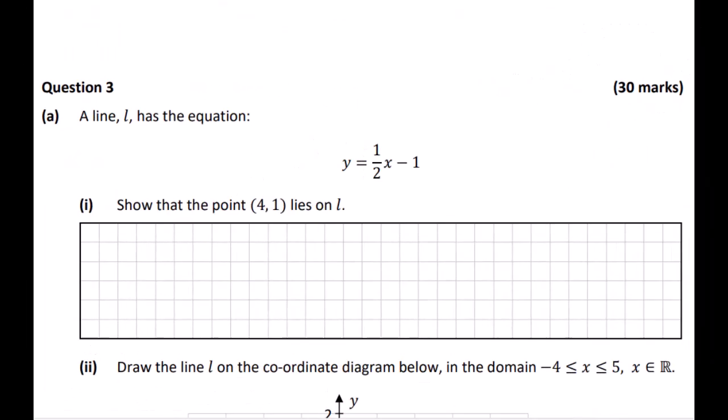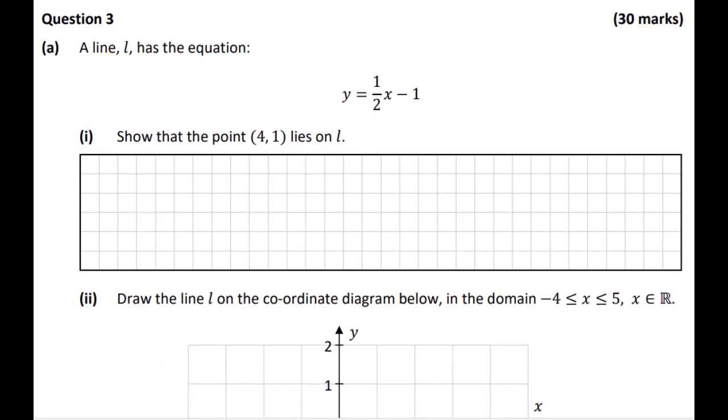Okay, so this is question 3. A line has equation y is equal to half x minus 1. Show that the point (4, 1) lies on L. Okay, so it's just take y is equal to a half x minus 1. Put in y, which is 1. Put in x, which is 4. And see, do they equal?